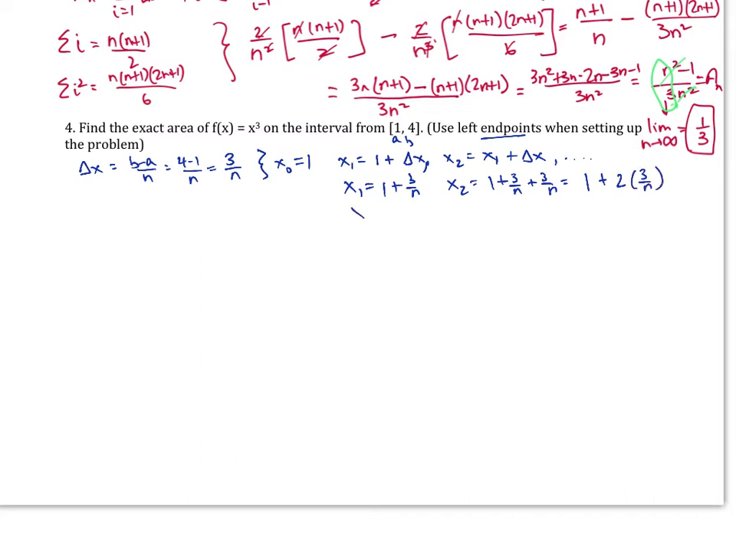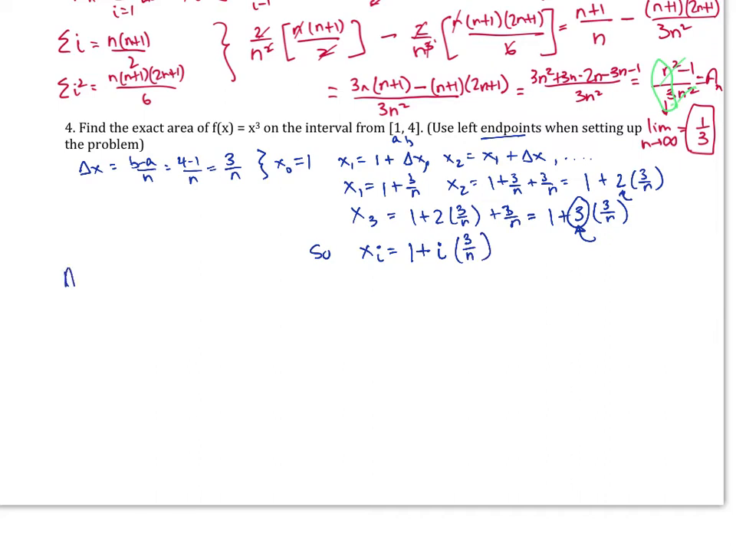I'm writing it this way so you could see a pattern. Then I can move on to x sub 3. X sub 3 would be this previous one, 1 plus 2 times 3 over n, plus my 3 over n, which would give me a value of 1 plus 3 times 3 over n. Do you see what's happening here? You see the pattern? This one's just changing for each one. It's 1, then 2, then 3 for each iteration. So that means my x sub i will end up being 1 plus whatever i you have right here, times 3 over n.